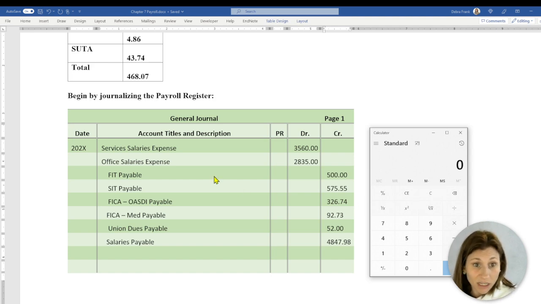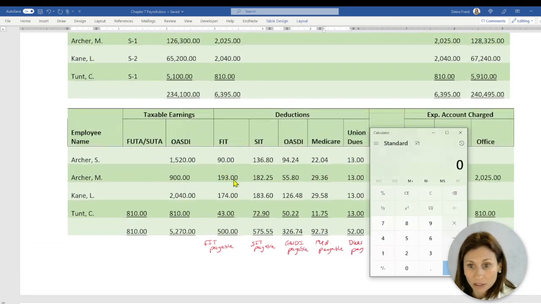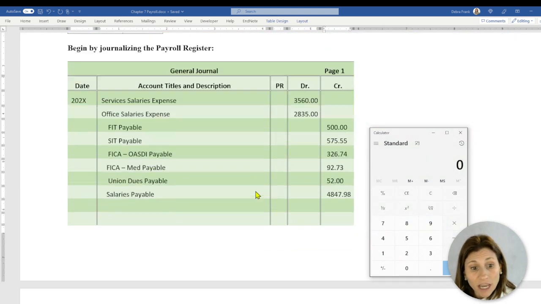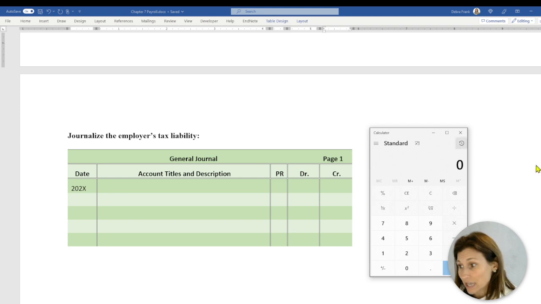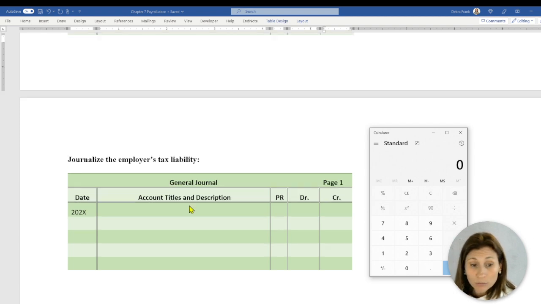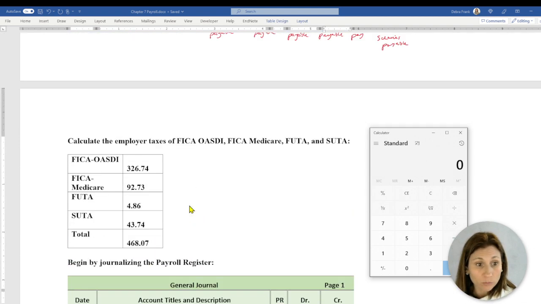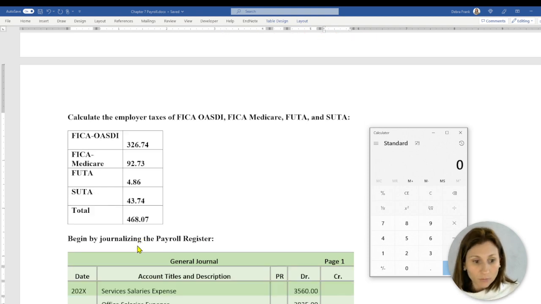We're journalizing the payroll register that we just made. Okay, next we have the journal entry for the employer's tax liability. Not too bad. We already calculated that in the previous video, and those are the amounts right there. These are all my payables, and then my total amount is the payroll tax expense. So we're just going to go ahead and record that.